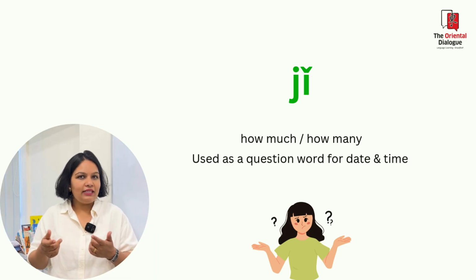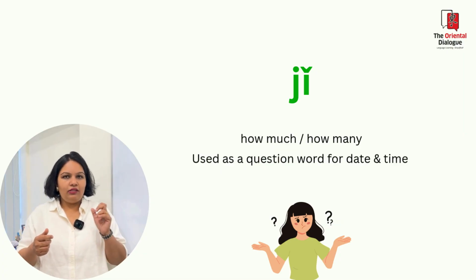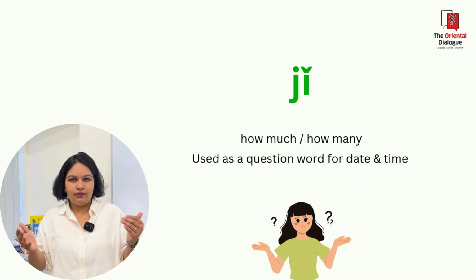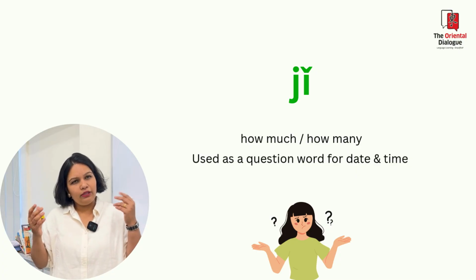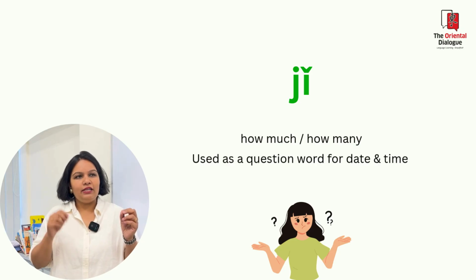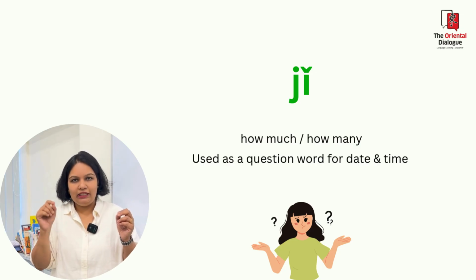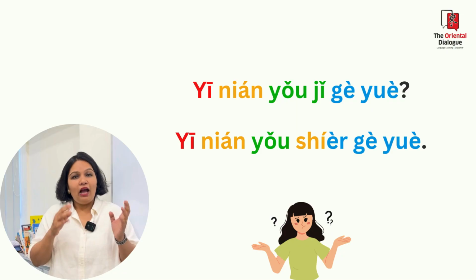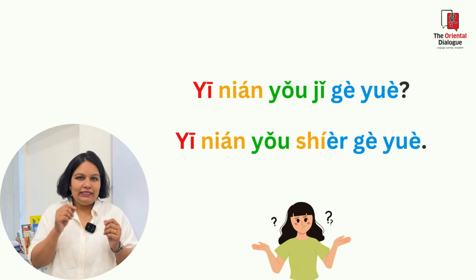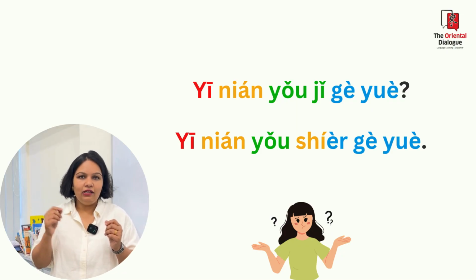So when you're asking the question, you ask accordingly. When you're asking about smaller numbers, like you have 12 months in a year, so it's a small number, in that case you use the question word jǐ. So how many months will be 几个月, 几个月.